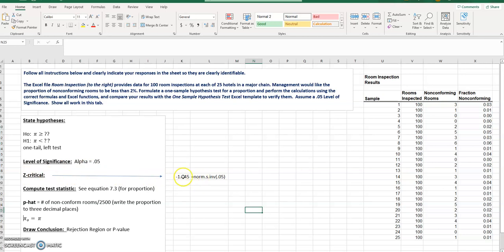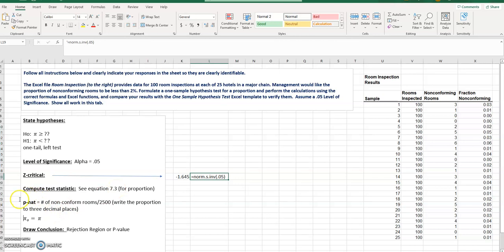Again, this is the equation. I didn't know if you could see it, so I typed it in this cell so it's nice and big and everybody is able to see how you're going to generate this value from Excel. Once you have done all that, it's then just a matter of computing the test statistic. Since you're working with a proportion, this is equation 7.3 in chapter 7.